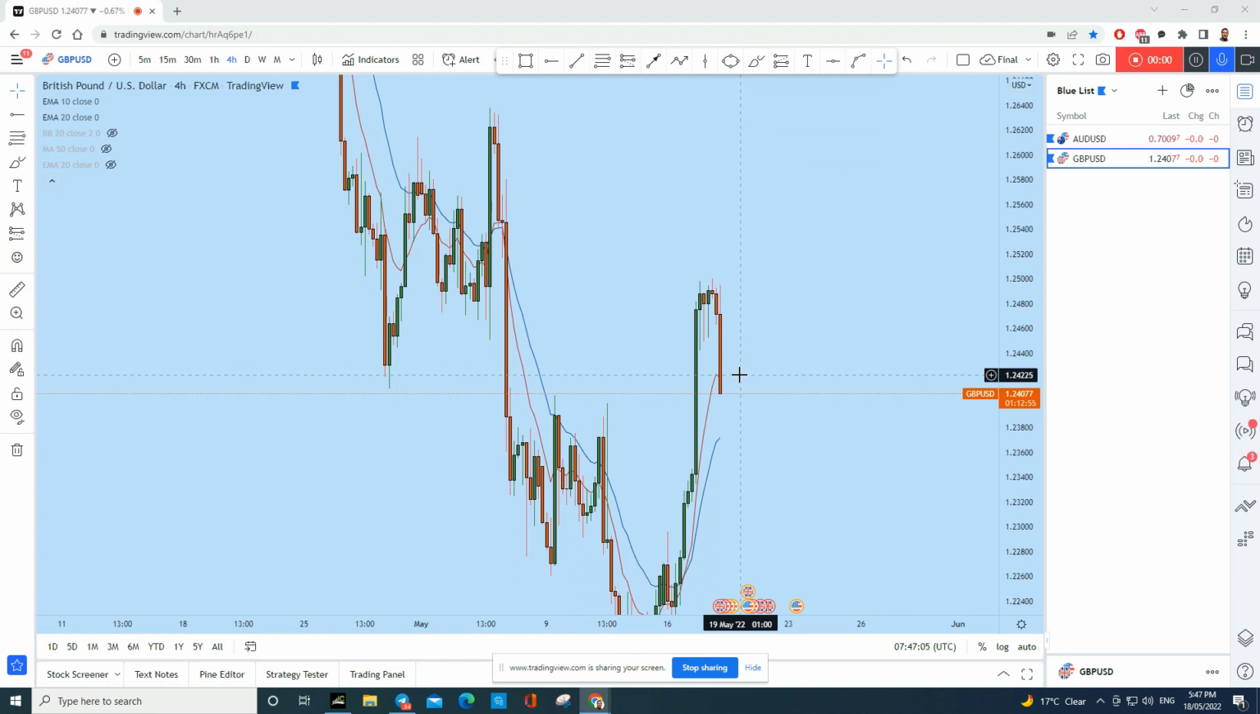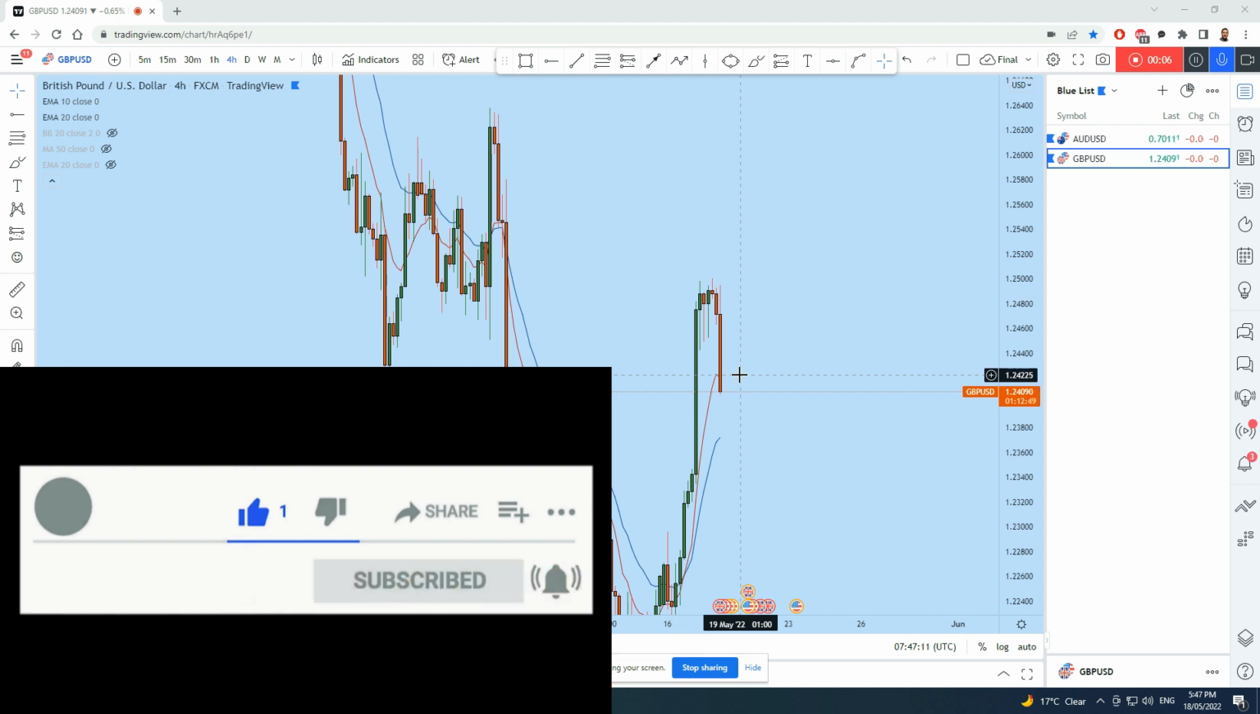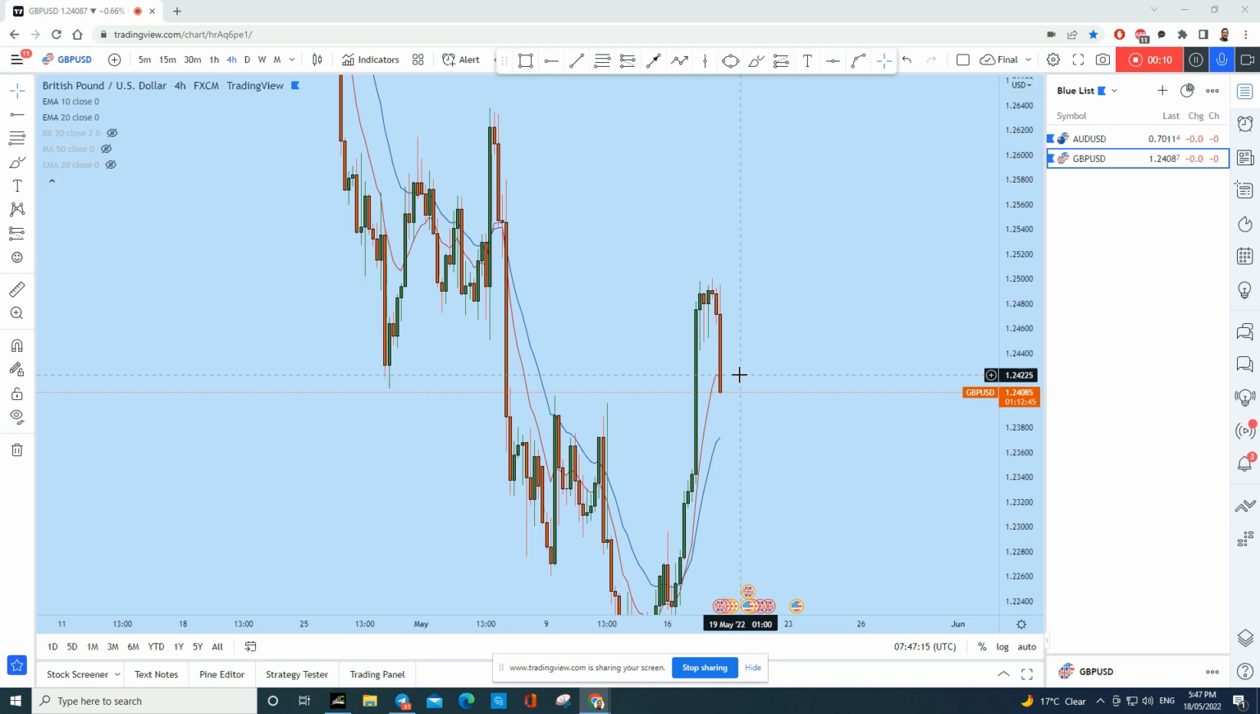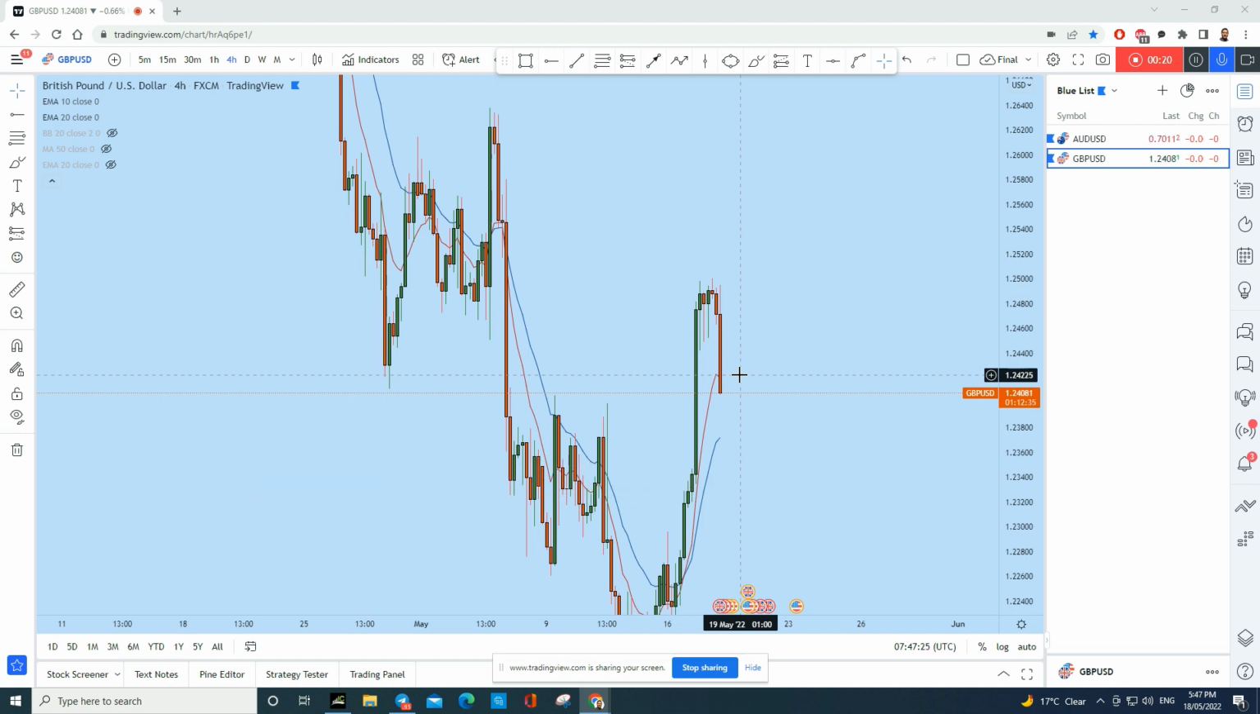What's up, traders? So let's do a complete multi-time frame analysis of GBPUSD and AUDUSD. Let's see what kind of trading opportunity we have in this volatile instrument. Now, what you see on the chart is GBPUSD on the 4-hour time frame. As you have seen in my previous analysis, GBPUSD is doing exactly as expected.